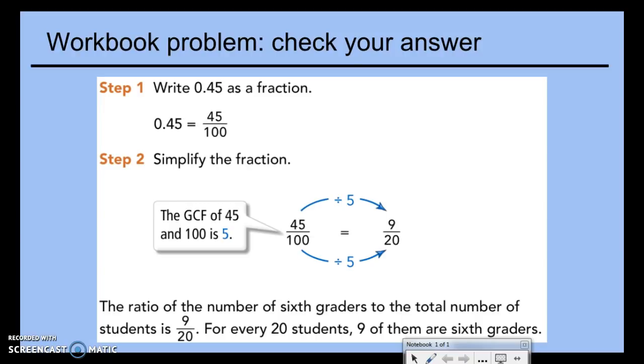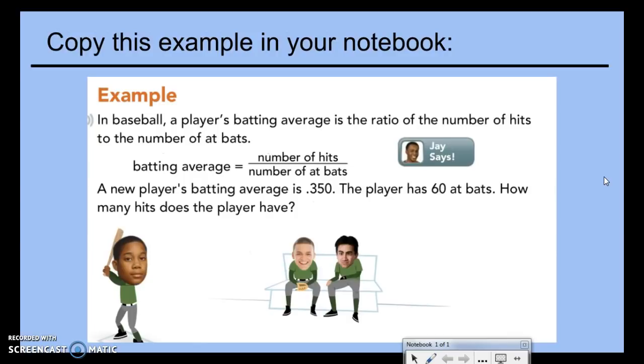So we know that 9 twentieths is the simplest form. Okay? Copy this example into your notebook. Oh yeah, this is going to be on a lot of the homework, so you're definitely going to want this in your notebook.